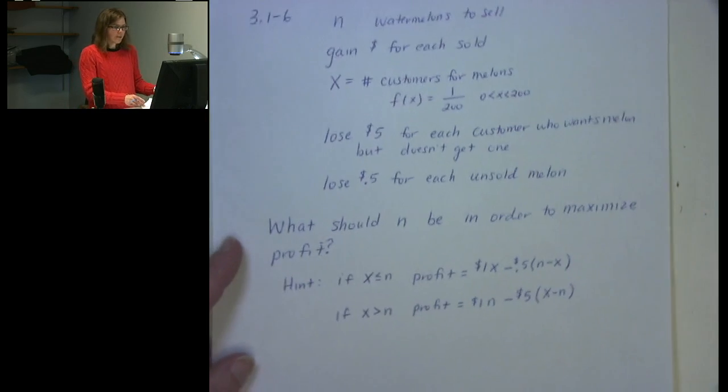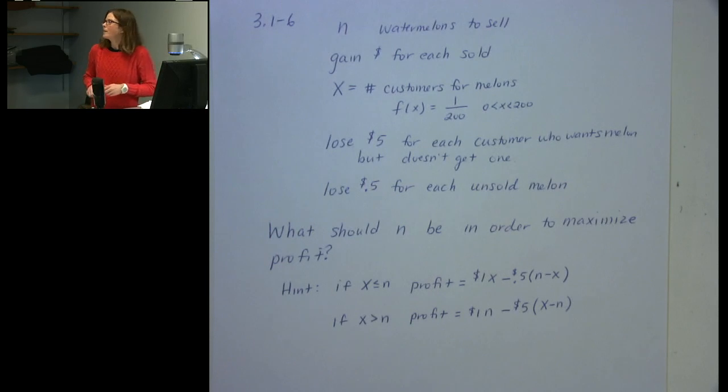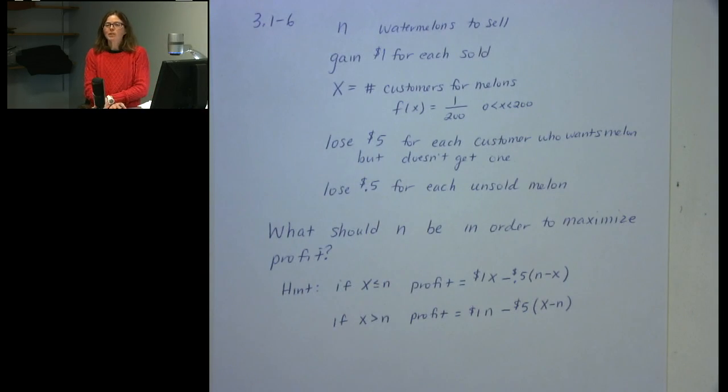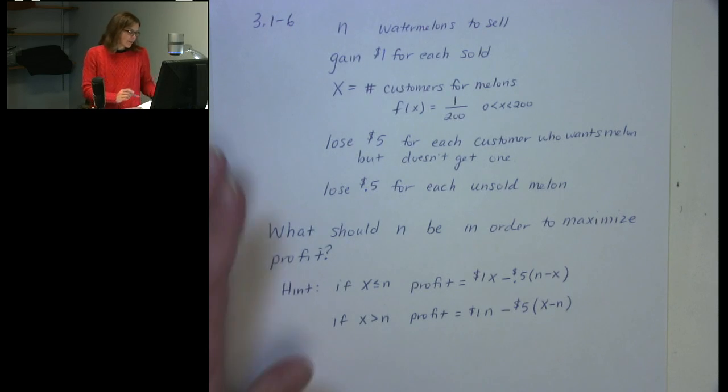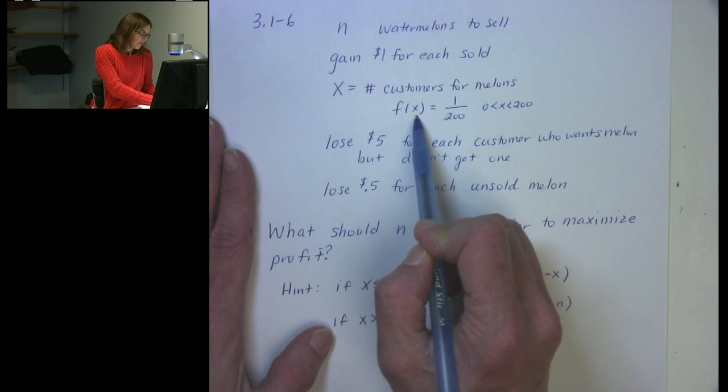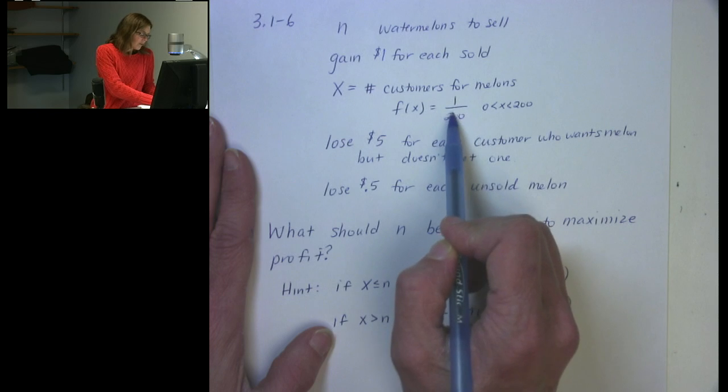Next question I was going to talk about, this one is, I think, definitely a little on the tricky side. It's 3.1-6. This is the one where there's a supermarket selling watermelons, and they're going to have N watermelons to sell. They gain $1. That's what their profit is for each watermelon they sell. And the number of customers who want to buy watermelons is random. So the number X takes on a value between 0 and 200. And we're told that we are modeling the distribution of X using a continuous uniform. So over that range the density would be 1 over 200.